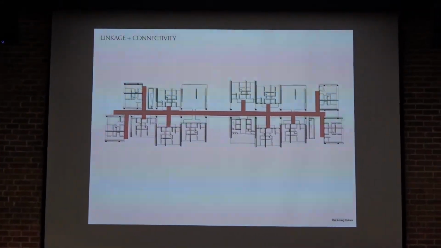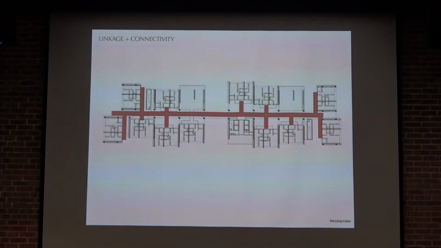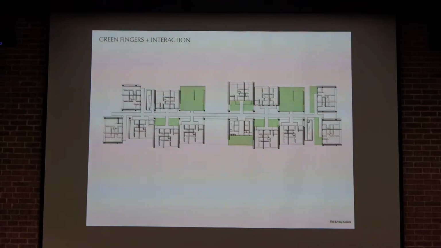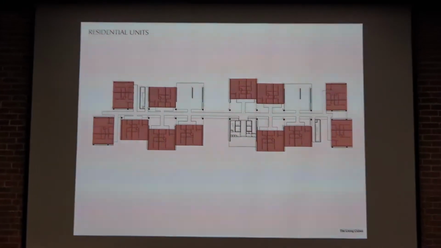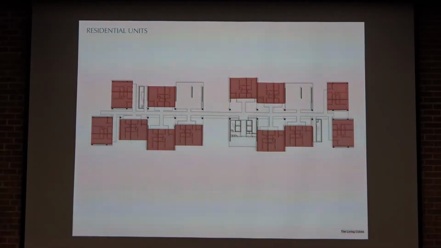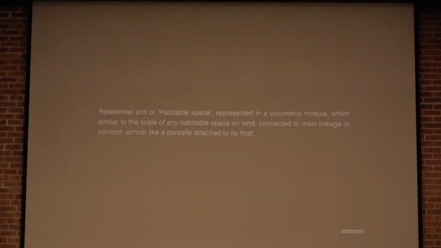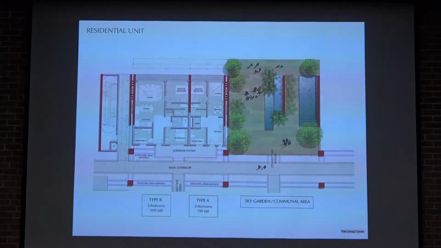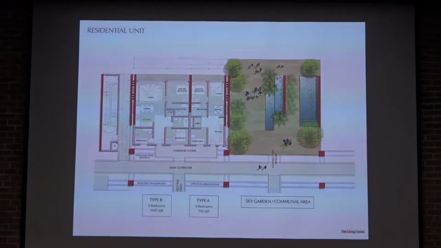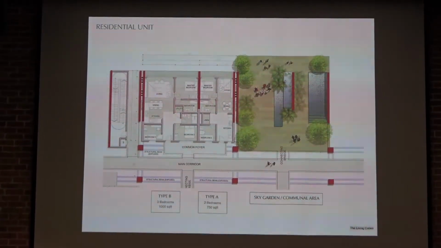To put it in a simpler diagram, everything is linked up with this main corridor. Secondary corridors will take you to all the individual units. At every interval there will be a green area, and all the residential units are built within a volumetric module. Every volumetric module houses 2 different types of unit, as given by the brief. This residential unit or habitable space represents an inner volumetric module, similar in scale to any habitable space on land, and connected to the main linkages of the corridor, almost like a parasite attached to its host. We only have 2 types of unit, Type A and Type B, housed in one volumetric module, which is the cubes that we're talking about.